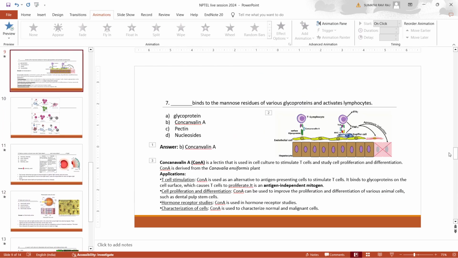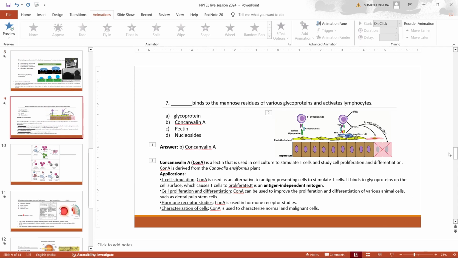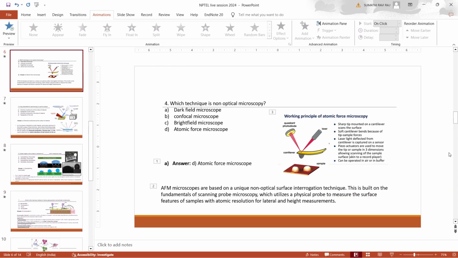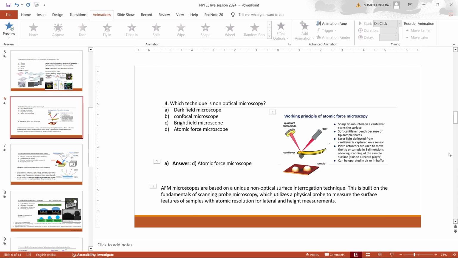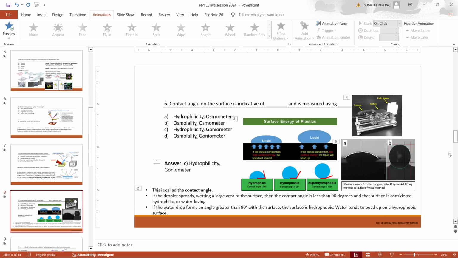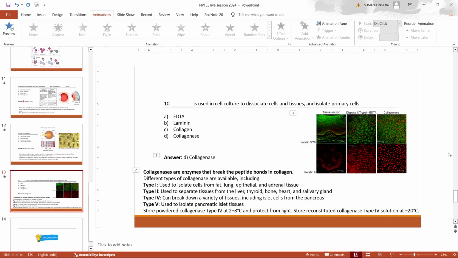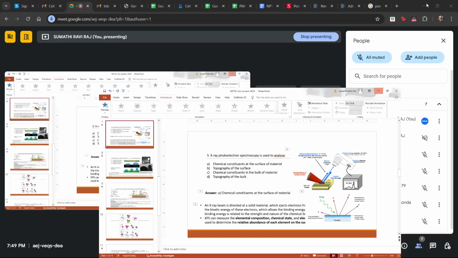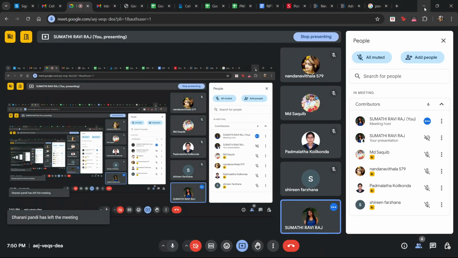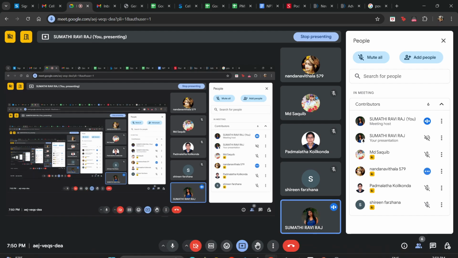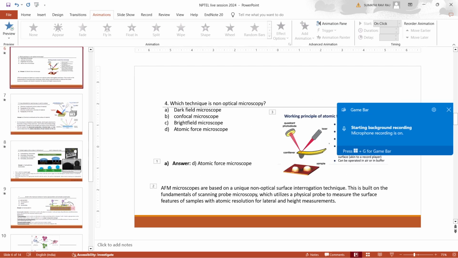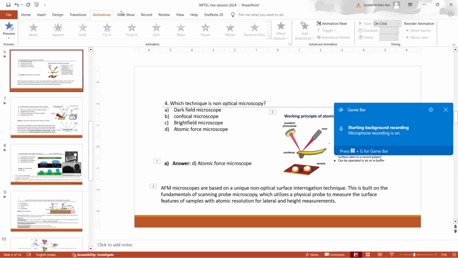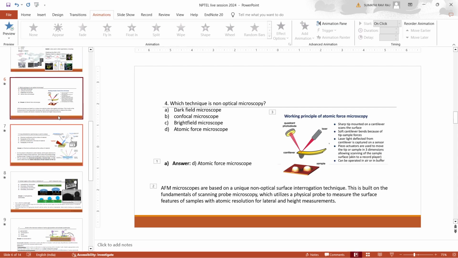Ma'am, as far as I know, lectin is a protein only. So lectins are proteins. Lectins are actually proteins that bind to certain carbohydrates. Yeah, that is what I was saying, but then someone said it is a carbohydrate. So that's what lectin is: a protein that binds to carbohydrates. So it's generally called a carbohydrate binding protein. So maybe because of that you got confused.